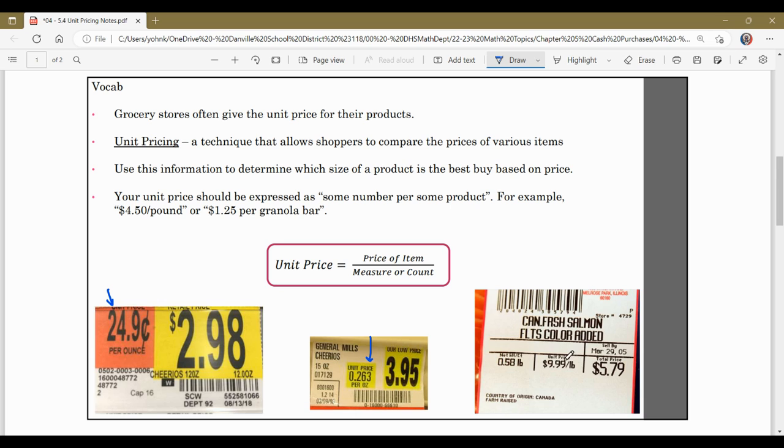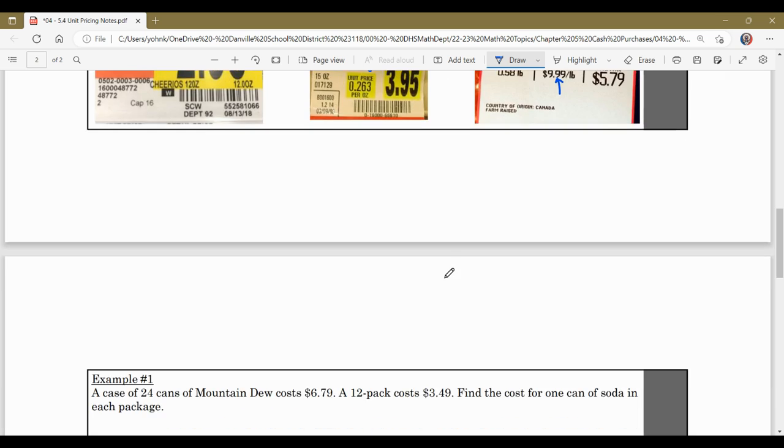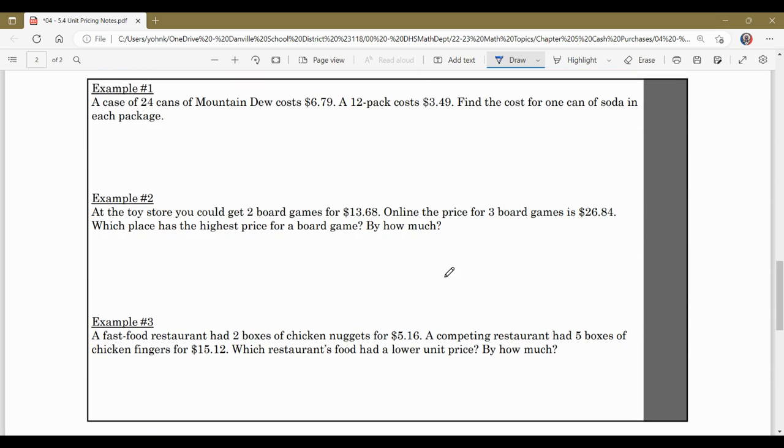Now, sometimes unit prices are not in a pretty little yellow or orange box. They might just be somewhere where it says unit price. So you're going to have to look carefully. Now, to find the actual unit price, if it's not given to you on the sticker, you take the price of the item and you divide by how many you have. Price divided by amount.